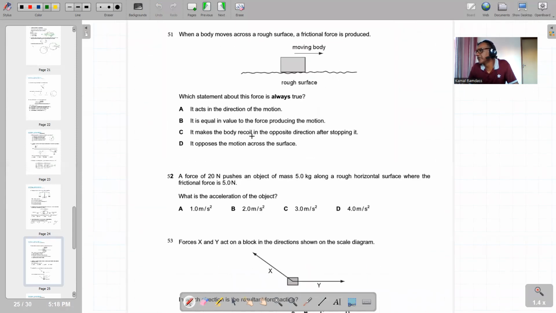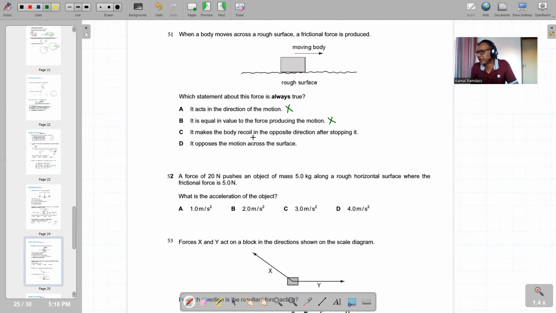When a body moves across a rough surface, a frictional force is produced. Okay? Which statement about this force is always true? It acts in the direction of motion. No, it acts opposite to motion. It is equal in value to the force producing the motion. No. The body can accelerate.